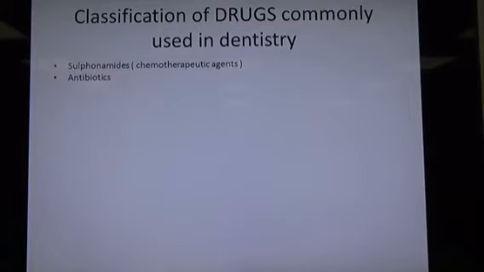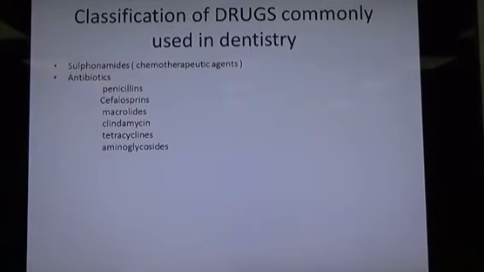Antibiotics, in that penicillin, cephalosporin, macrolides, clindamycin, that is another class of medicines, tetracyclines, aminoglycosides, not commonly used in dentistry, but some you can use. I will tell later on.